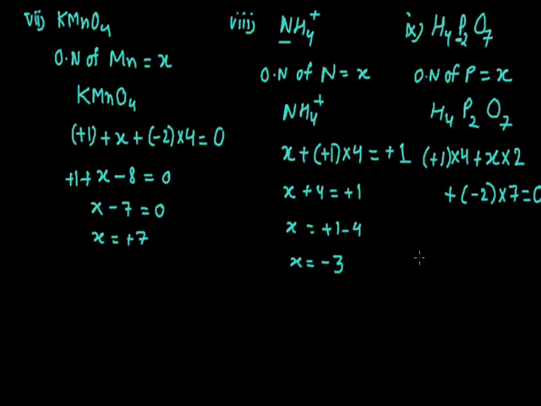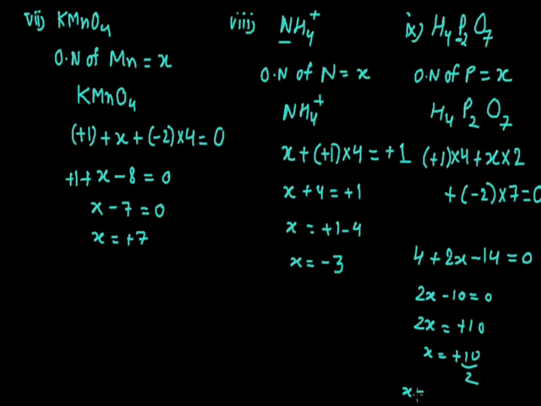4 multiplied by 1 is 4, plus 2x, and -2 into 7 is -14, is equal to 0. We can write it as 2x minus 10 is equal to 0, or 2x is equal to +10, or x equals +10 divided by 2. It means x equals +5. So we can say that in H4P2O7 the OS of phosphorus is equal to +5.